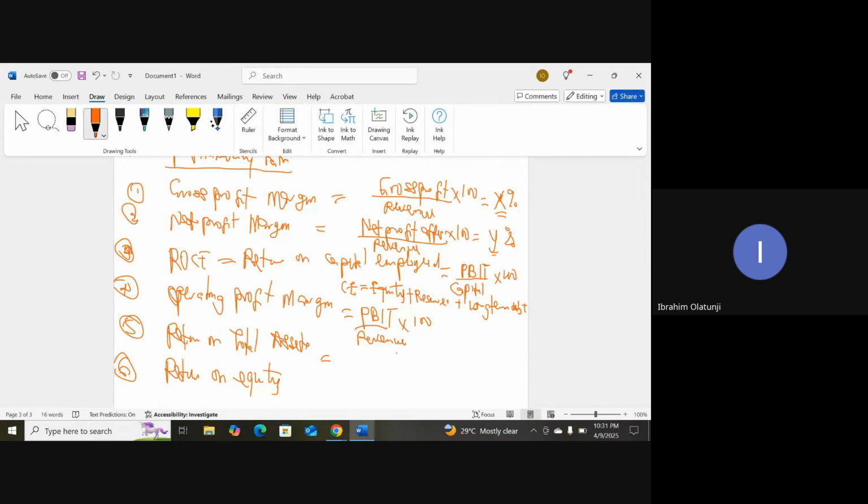It is always your profit before interest and tax, that is PBIT, not interest. Profit before tax all over average total assets. Average total assets.